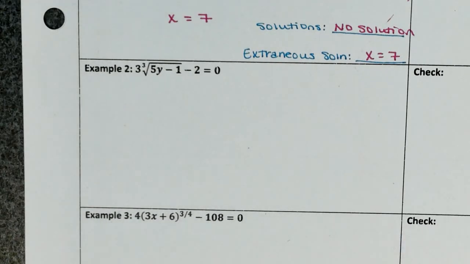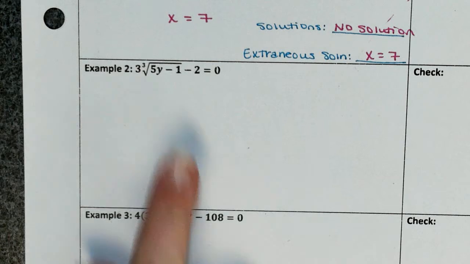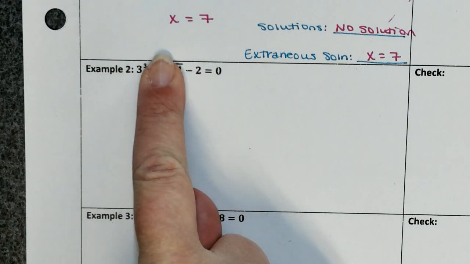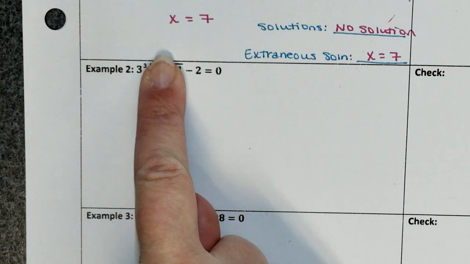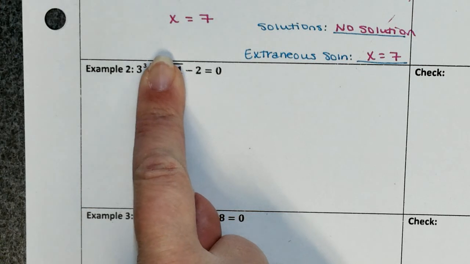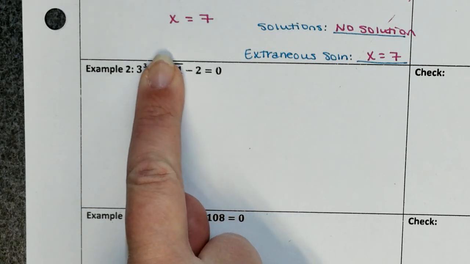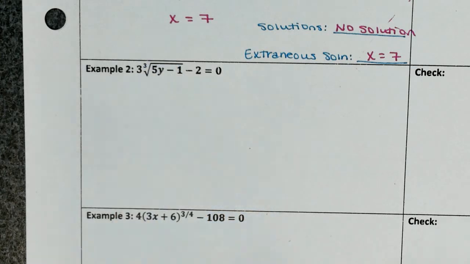All right, I need to get the radical alone. So here's my radical. I have 3 times the radical minus 2. Again, if you want to change it to something that you're more familiar with, change it to like 3y minus 2 equals 0. And what would I do to get the y alone, or where my finger is alone? I would add 2 to both sides to begin.